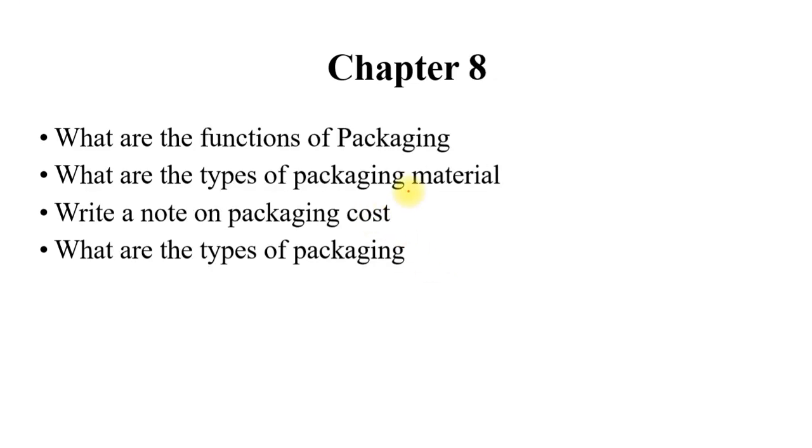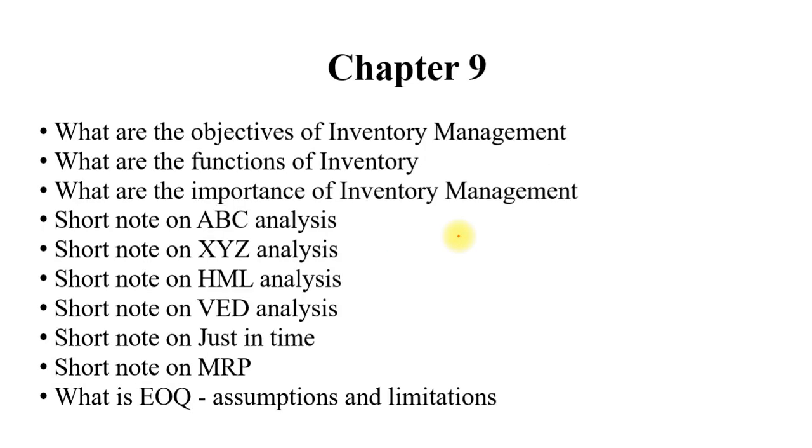In chapter 8, you have: what are the functions of packaging? What are the various types of packaging material? Write a note on packaging cost. And what are the various types of packaging? From chapter 8, these are the very important questions. Next, chapter number 9, we have: what are the objectives of inventory management? What are the functions of inventory management? And what is the importance of inventory management? That is one part.